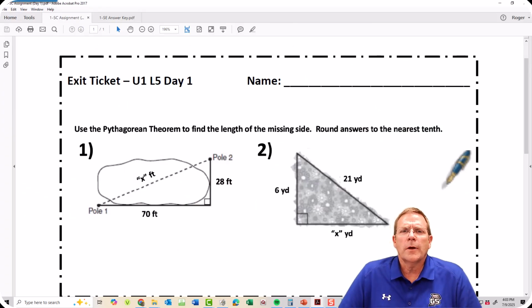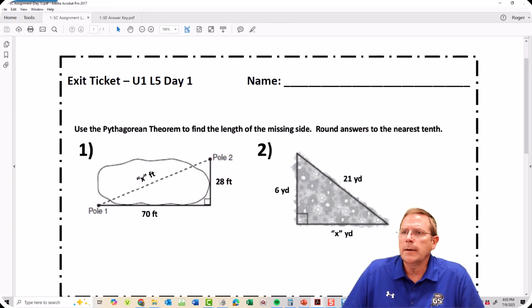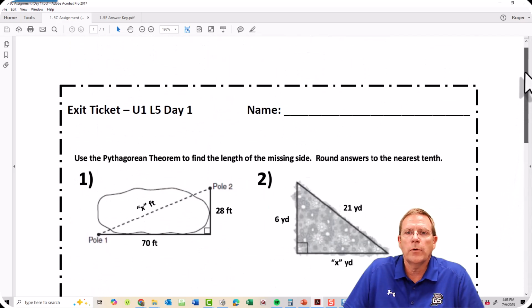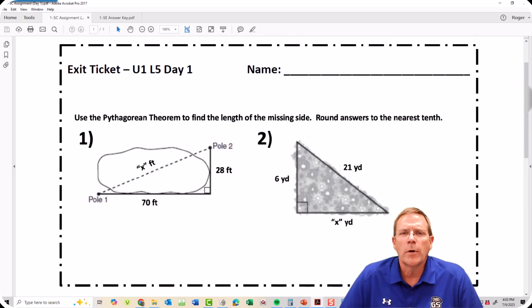Now, your homework assignment today is to do the exit ticket. Once again, the exit ticket is the same thing twice because they created it where I could print it out and cut it up and hand it out, but we're not going to do that. You're going to work these two little bitty problems on your own, and you're going to turn those two problems in for homework so I can see if you understand what you're doing.